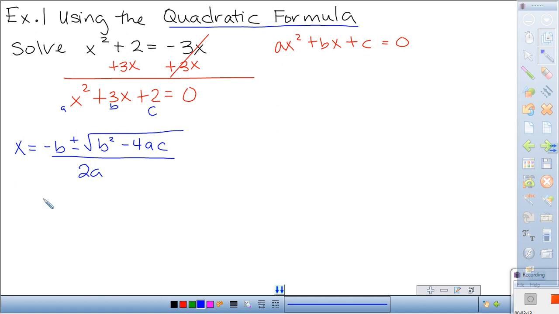So I have x equals the opposite of b. Well, b is 3. The opposite of 3 is negative 3, plus or minus the square root of b squared. Again, b is 3, so 3 squared, minus 4 times a. A is 1, there's that imaginary 1 in front, times c. C is 2, all divided by 2 times a. So 2 times, and again, a was 1.